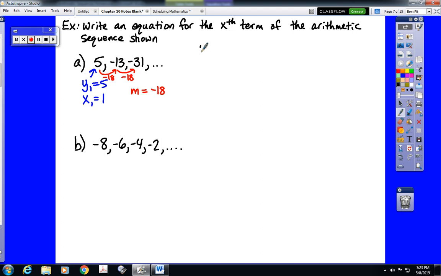From there, we go to our basic point-slope equation. We plug in what we know, which is y minus 5 equals negative 18 times x minus 1. Now, this technically is the equation for the xth term.